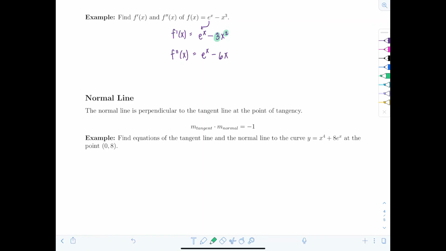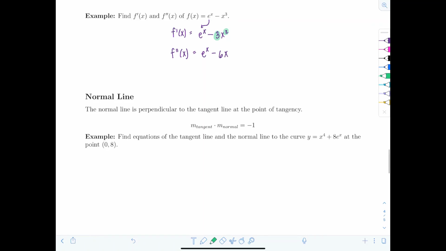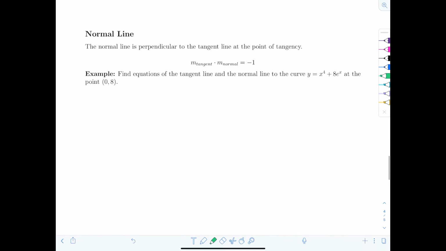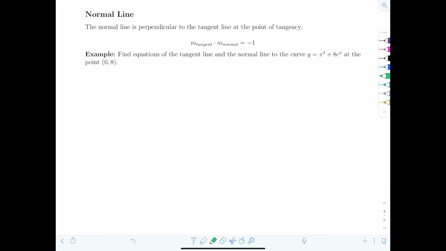All right, very nice. Now we're going to look at a couple more applications. First one being tangent line and normal line. In case you haven't heard the term normal line before, the normal line is perpendicular to the tangent line at the point of tangency. So that means if you take the slope of the tangent line, that's what m tangent is, and you multiply it by the slope of the normal line, you should get -1. Another way of stating this is that their slopes are opposite reciprocals.